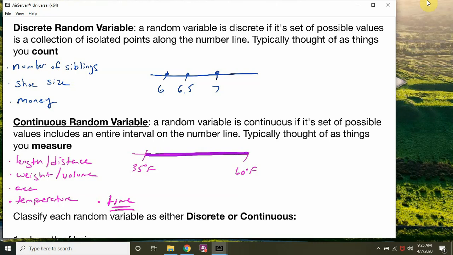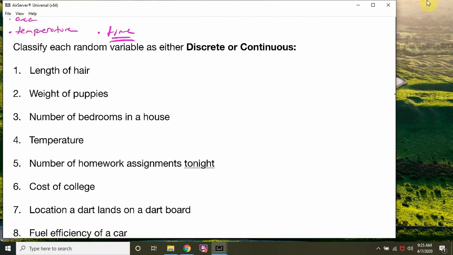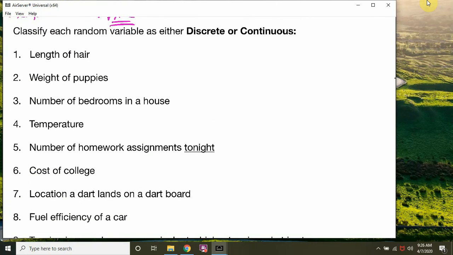So let's take a look at a couple problems here and just classify whether we're dealing with a discrete set of variables or continuous. Okay. So in the first one, dealing with length of hair, that's something we measure, okay? That's continuous.